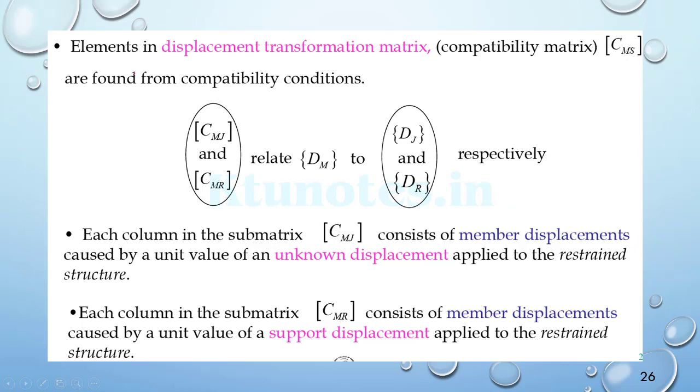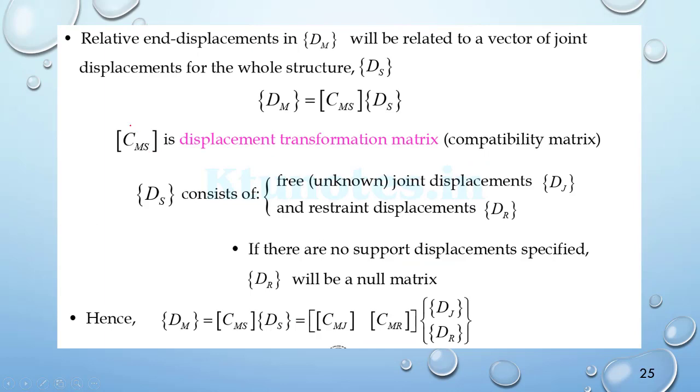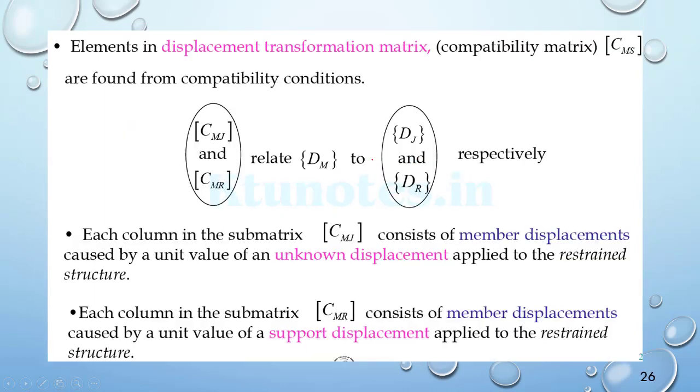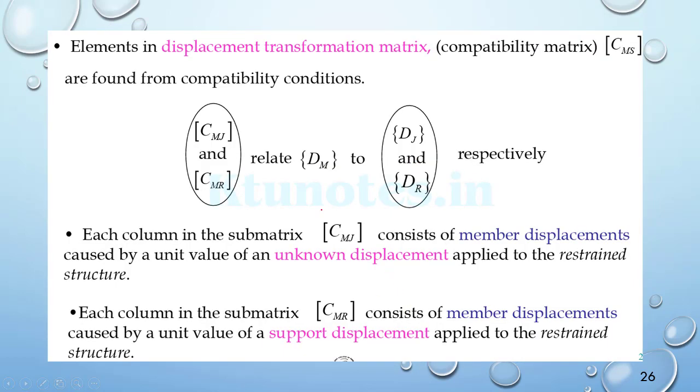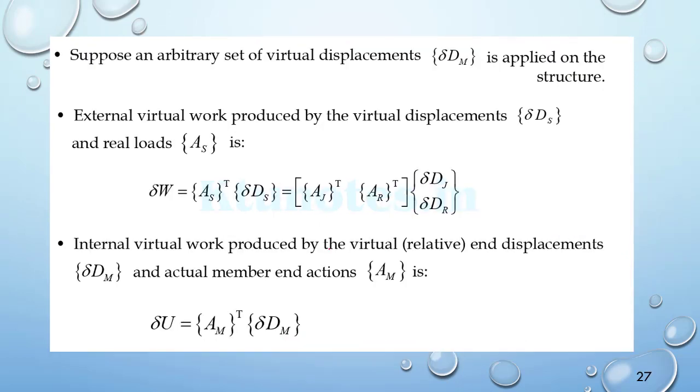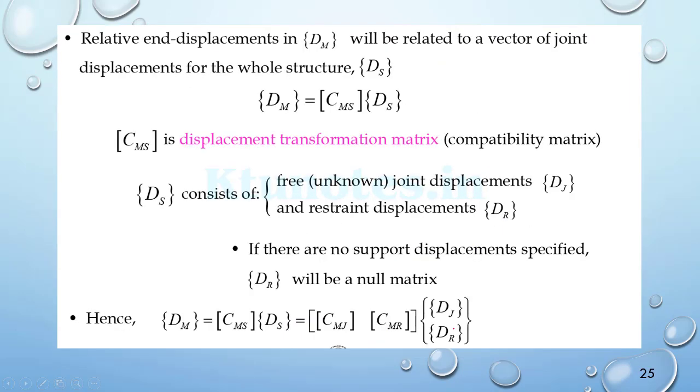Now, the next title is the elements in the displacement transformation matrix. We are going to focus on the elements in this compatibility matrix. CMS are found by the compatibility condition. CMJ and CMR are the joint displacement transformation matrix and the restraint displacement transformation matrix. They relate DM to DJ and DR respectively, which was discussed in the previous equation.